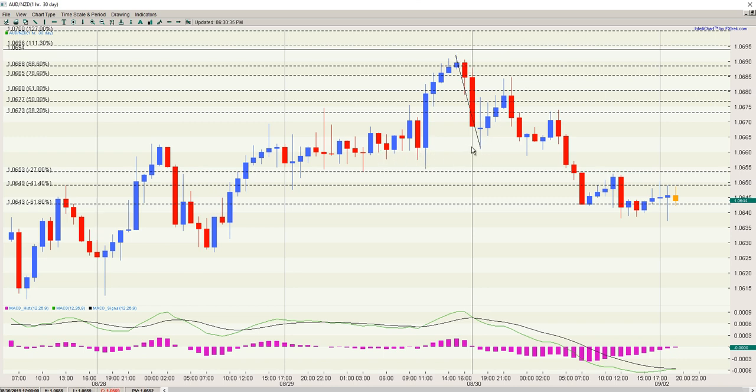He wanted to see a test of this level. Look how price came down to it. He wanted to at least see that. Price came up 62%. 19 pip risk. It's had actually a 2-to-1 reward risk. We'll see what happens. This is why there's differences in results, because people manage these trades differently. But there's been a 2-to-1 in it.